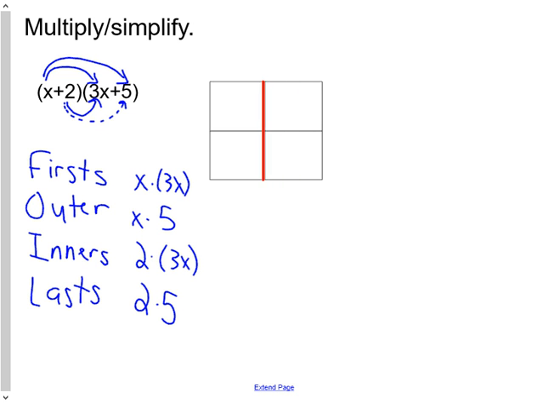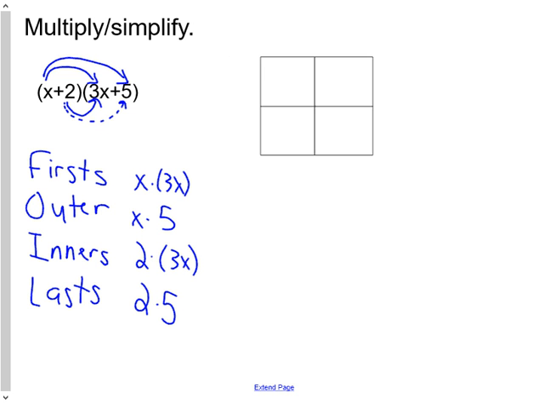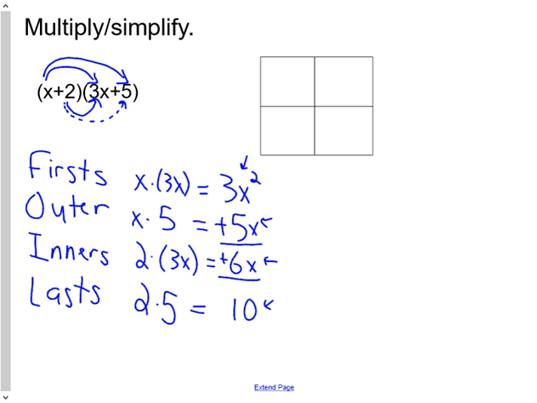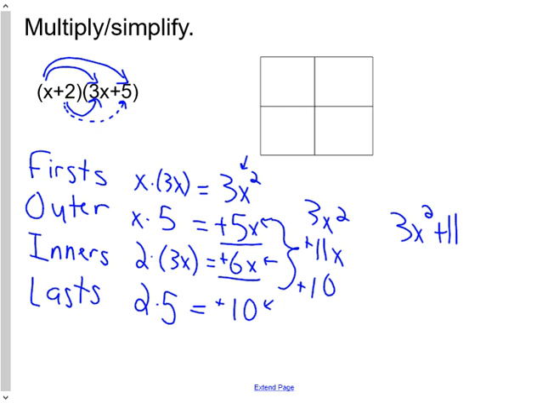We'll move our other method out of the way for a moment, and we'll get to how that could work. We're going to get 3 times x times x, that's 3x squared. 5 times x, this is plus 5x. 2 times 3x, this is plus 6x. 2 times 5 is 10. And then we would combine like terms, like we did in the last lesson. We've got power 2, 2 things with power 1, so these 2 are like terms we can add, and then power 0. Typically, your outer and inner will combine. So we do 5 plus 6, and we get 11x. Then when you add the rest together, bring our sign in front, we're going to have 3x squared plus 11x plus 10. That would be our answer, or product, for that. And that's it.